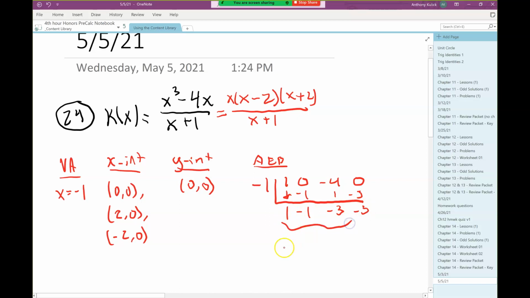So this is the part that I care about. So there's my asymptote. Everybody okay there?